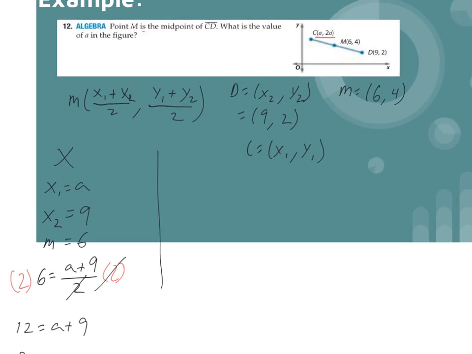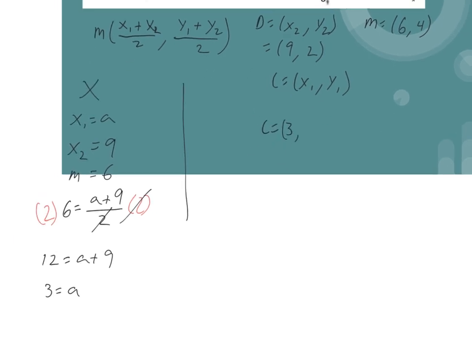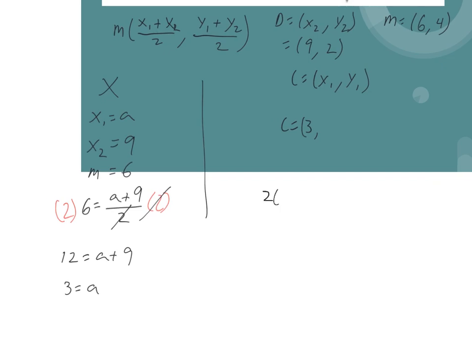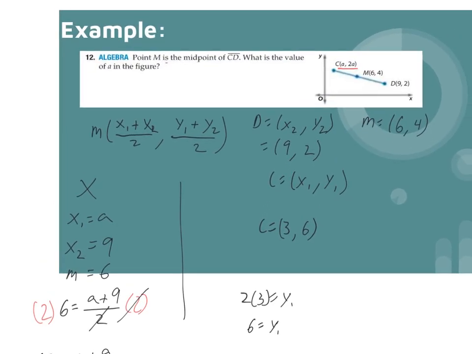So we know part of C, so we know that C is equal to 3, comma, but now we need to find 2A, which is 2 times 3, equal to y1, and so 6 is equal to y1. So the point is 3, 6. And A is equal to 3.